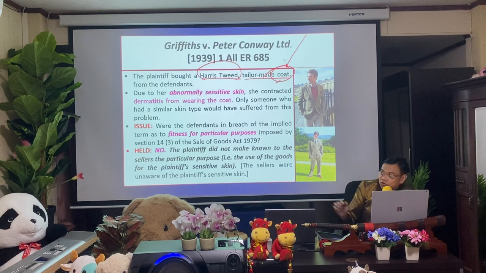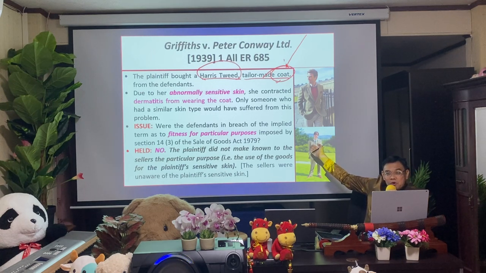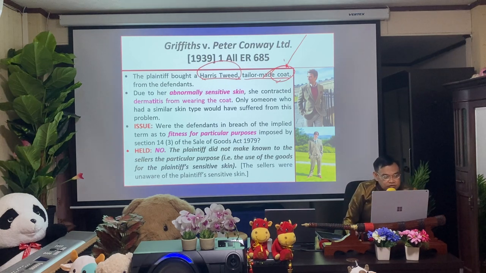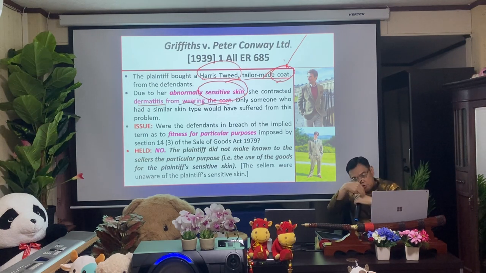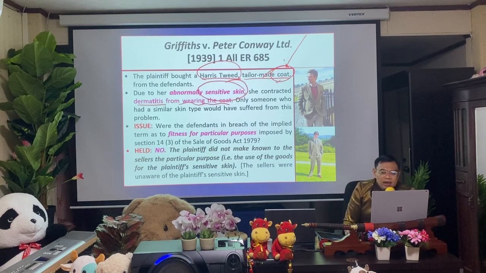The thing is that she bought, don't look at the picture here, I put the picture of the male coat, but in this case it was the coat for females. So one lady bought this Harris Tweed coat, but the thing is that she had very, very sensitive skin. In fact, her skin was abnormally sensitive, right? When she bought this coat, she contracted dermatitis from just wearing the coat. She developed a sort of skin disease, and she claimed that this product, i.e. the coat, was not fit for a particular purpose. She claimed that the goods would have to be fit for her abnormally sensitive skin, right?